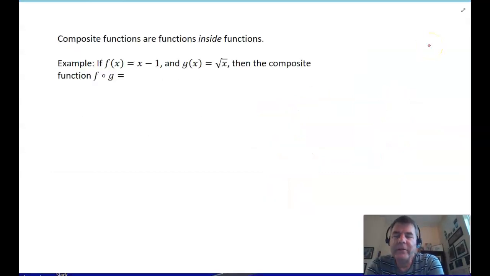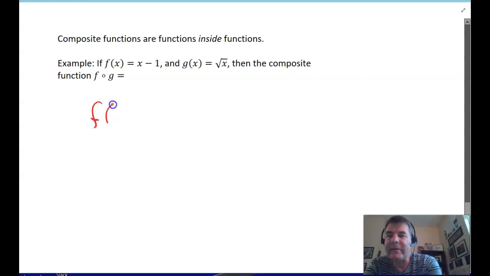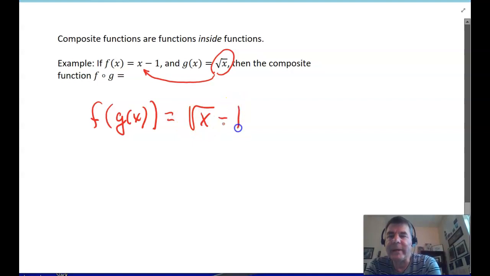Composite functions are functions inside functions. So if I have a function f that says take x and subtract 1 from it, and I have a function g that says take the square root of x, then the composite function f of g, that's the same thing as saying f of g of x. In other words, you take the g function and you put it inside the f function. So this whole thing is going to go inside there. And that would be the square root of x minus 1.